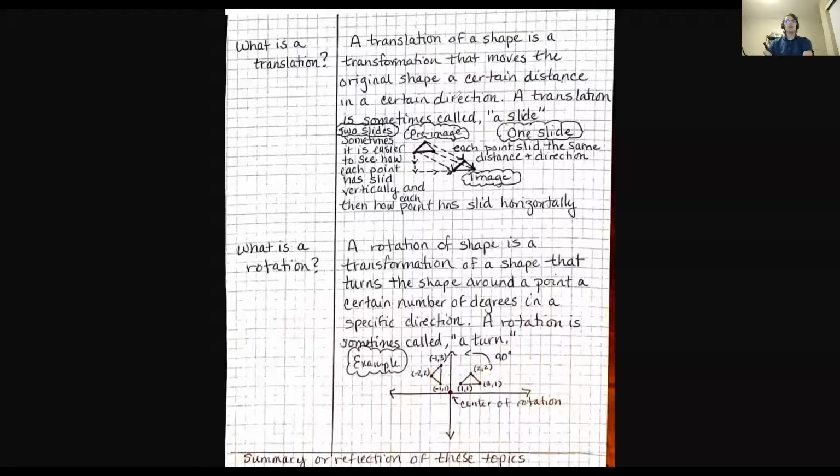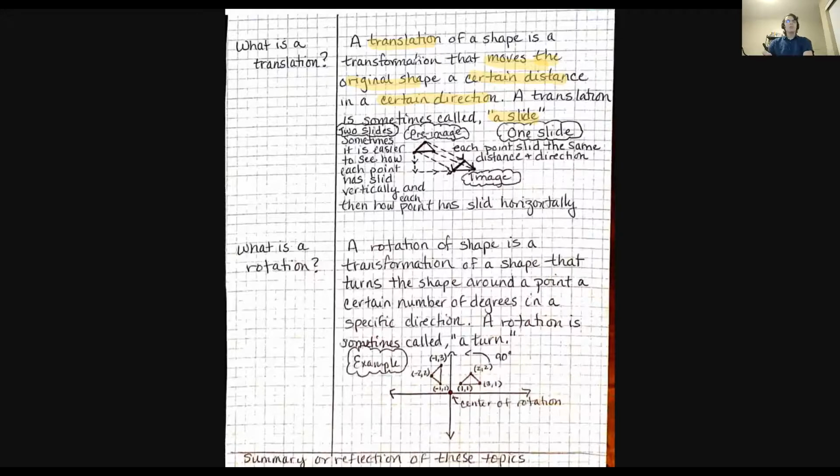Notice not a lot of underlines here. Translation: a transformation that moves the original shape in a certain direction, sometimes called a slide. So if I had to add underlines, where would I put them? Well, again, I would underline the parts that make the definition work. Translation moves the original shape a certain distance in a certain direction. That's it, right? And I would say a slide. That's what I would underline out of that definition to really emphasize the important bits.